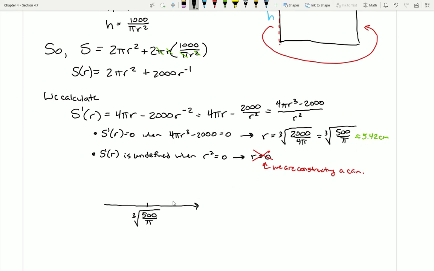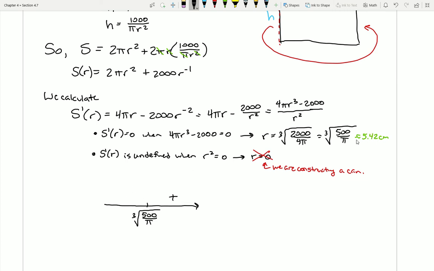So maybe I can say I'm going to plug in something like a billion over here on this side. Well, notice if I was to plug in the value of a billion, I could see that the top of my derivative is going to be 4 times pi times a billion cubed. That's going to be huge. Minus 2,000, that's definitely going to produce a positive value. And the denominator produces positive, so the whole thing is definitely positive.